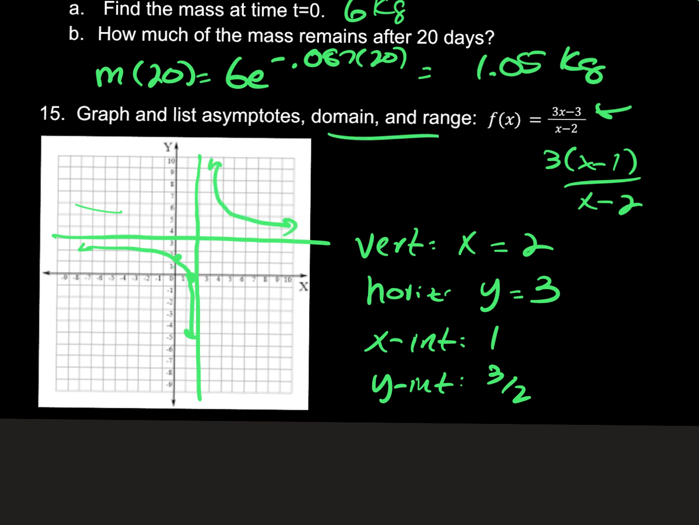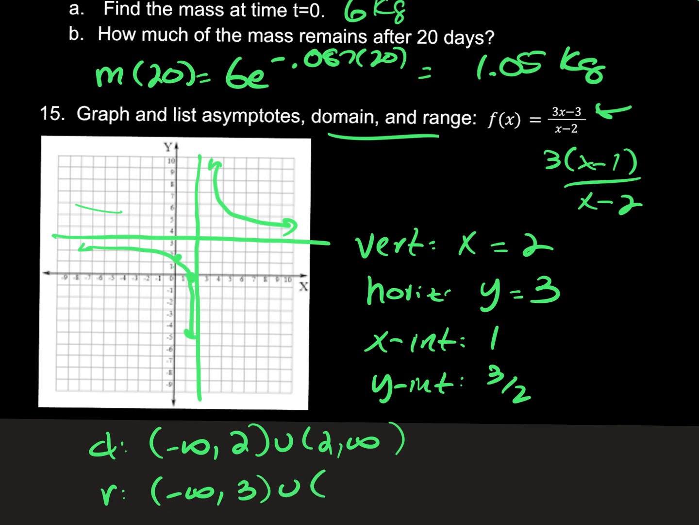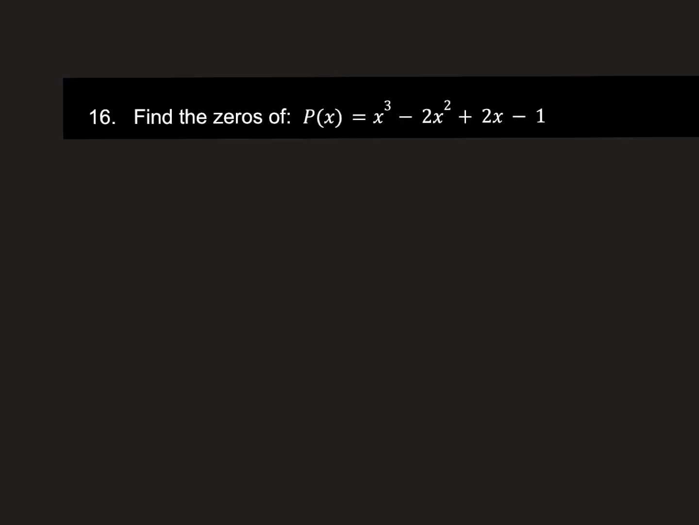It also asks you for domain and range. Don't forget that tomorrow. Domain is how far left and right it's going. It's going left and right forever, but it's skipping the 2. It always skips the vertical asymptote for your domain. The range is how far up and down it's going. It's going up and down forever, but it skips the 3. Your range will usually mirror what your horizontal asymptote is.